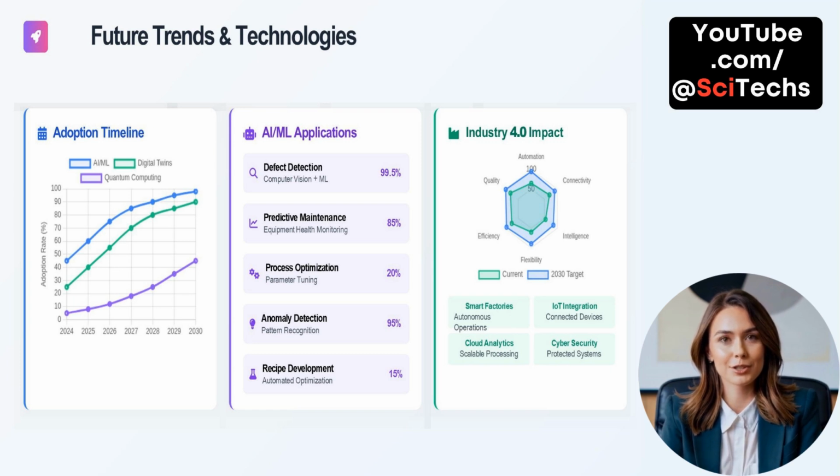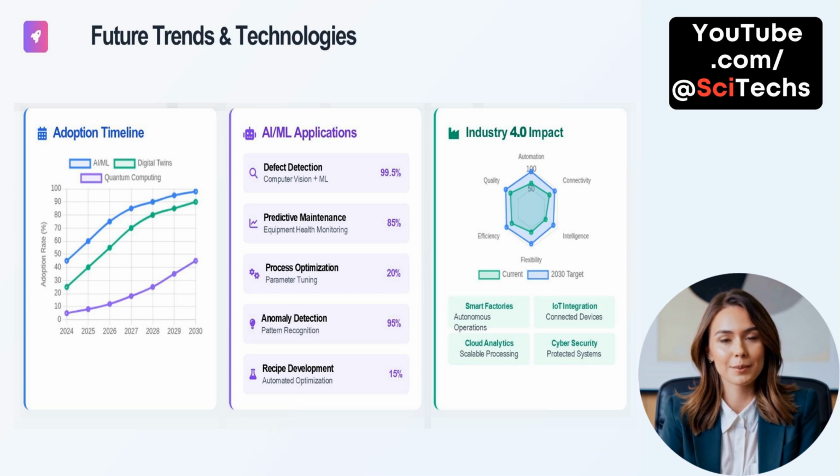These technologies are not just trends, they're enablers of intelligent automation. AI/ML applications are already transforming operations. Defect detection using computer vision and machine learning achieves 99.5% accuracy. Predictive maintenance supports equipment health monitoring with 85% effectiveness. Process optimization, though still emerging, accounts for 20% adoption, while anomaly detection through pattern recognition hits 95%.